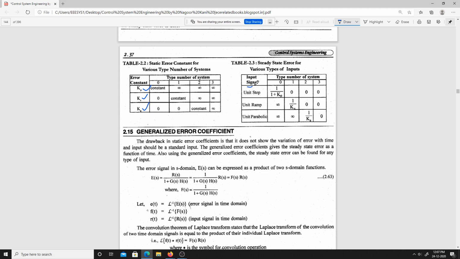And this is the steady state error for various types of inputs. The inputs are unit step, unit ramp, and unit parabolic, and the type numbers are type 0, type 1, type 2, type 3. For type 0, for unit step input, what will be the steady state error? 1 by 1 plus kp. Is it clear?